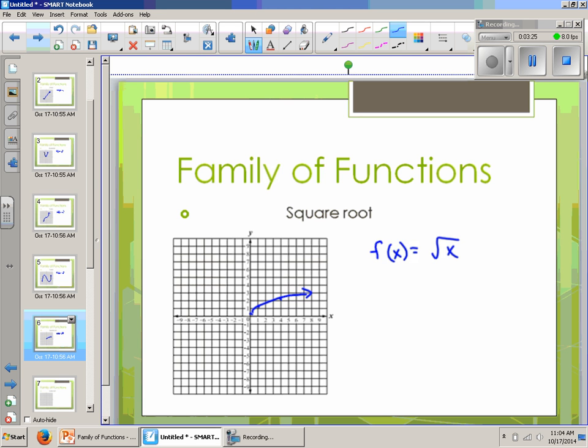I know that if I have half of a U turned on its side, now that side could be turned that way. I could have it that way, or I could have it this way. So notice, all these are the square root function.